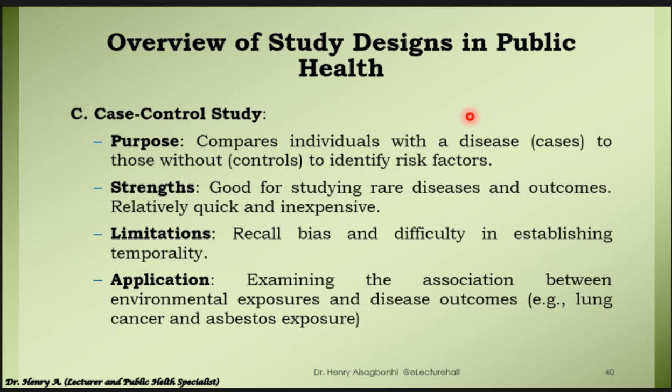because you have what we call the reference value, the normal range and the abnormal range. Now, in terms of strength, case control study is good for studying very rare diseases and outcomes. It's relatively quick and it's inexpensive. The limitation, although, is recall bias and difficulty in establishing temporality. There is usually the recall bias and difficulty in establishing temporality.